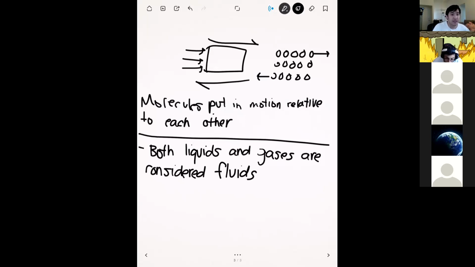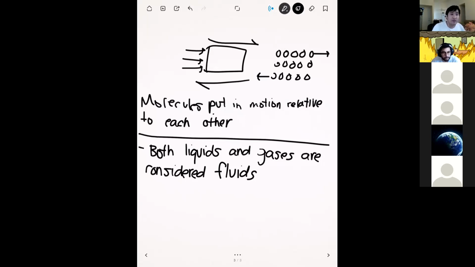Obviously, liquids and gases are different from each other, but for most of this class, we can consider them the same. So you'll see me use examples like water. Water is probably the most common liquid, or fluid, that we're going to use. We're going to use air quite a bit. There's definitely differences in how they behave, but for most of this class, maybe up until the last week of class, we're going to consider them the same fluids.